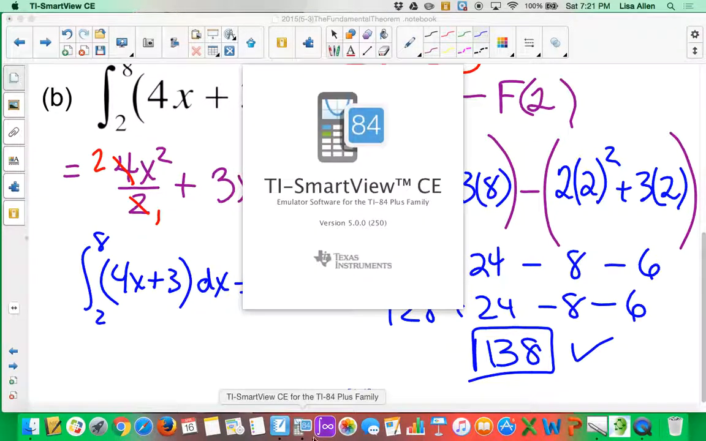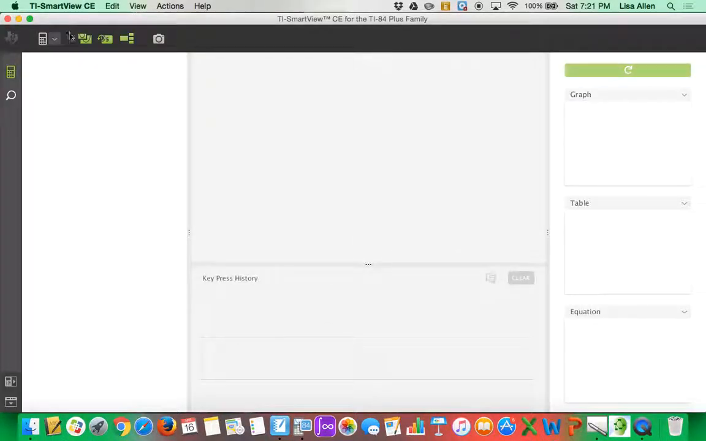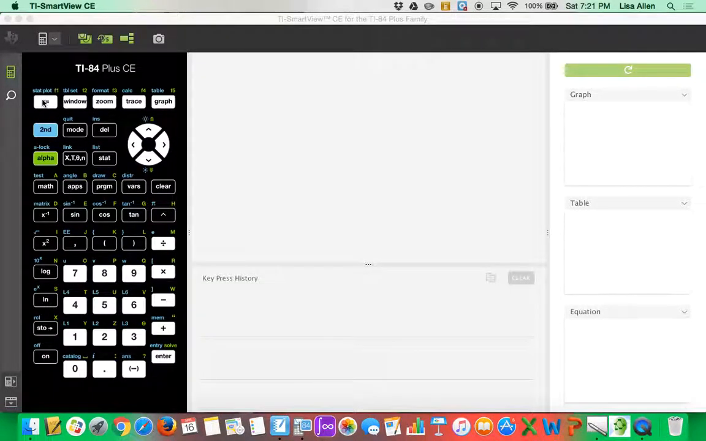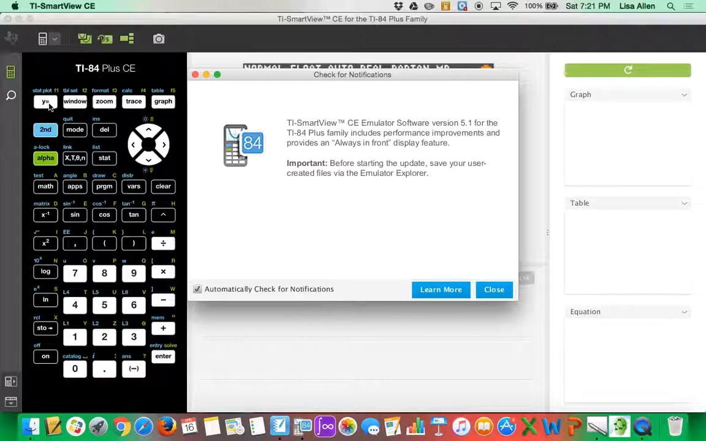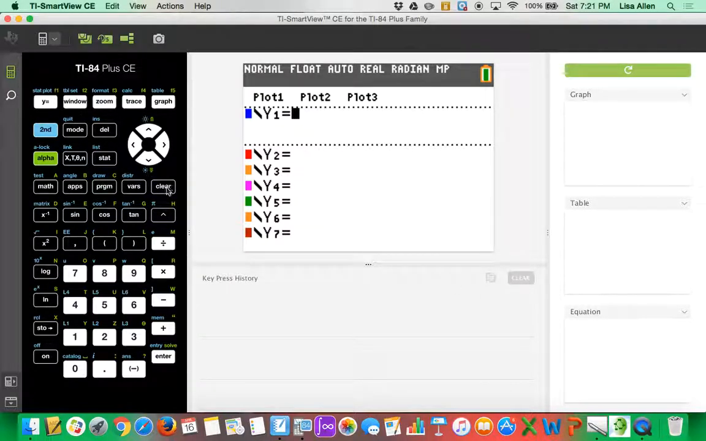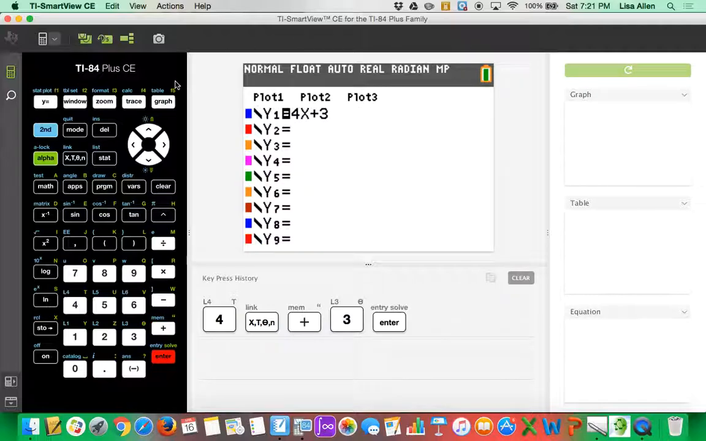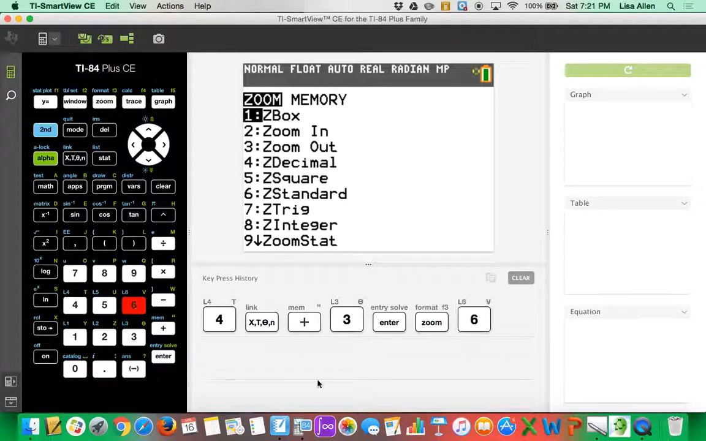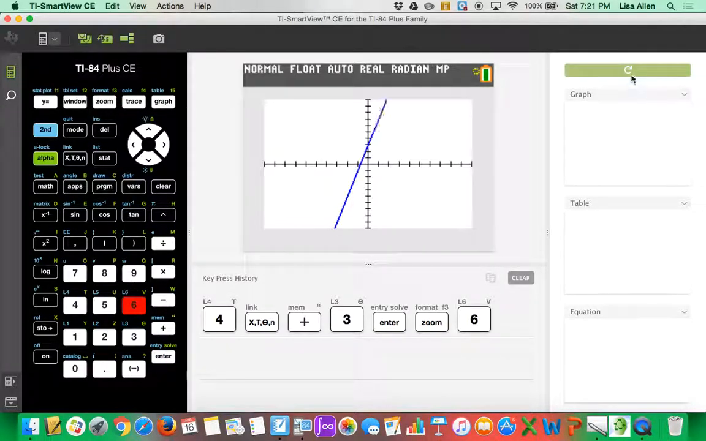So we're going to go to y equals, and we're going to clear out our function, if we have anything in there, and type in 4x plus 3. And you might be wondering, well, Mrs. Allen, we can even use geometry to find this. We're going to hit zoom 6, make sure we're on a standard screen.